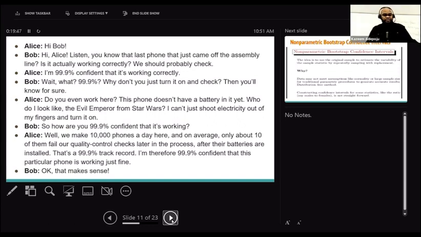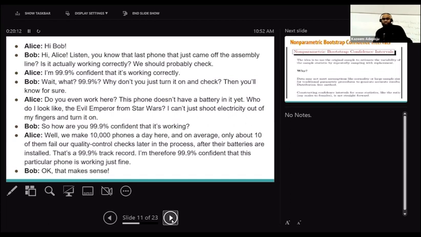But Alice said, "Do you even work here? This phone doesn't have a battery in it yet. Who do I look like? The evil emperor from Star Wars? I can't just shoot electricity out of my fingers and turn it on." Bob says, "So how are you 99.9% confident that it is working?"